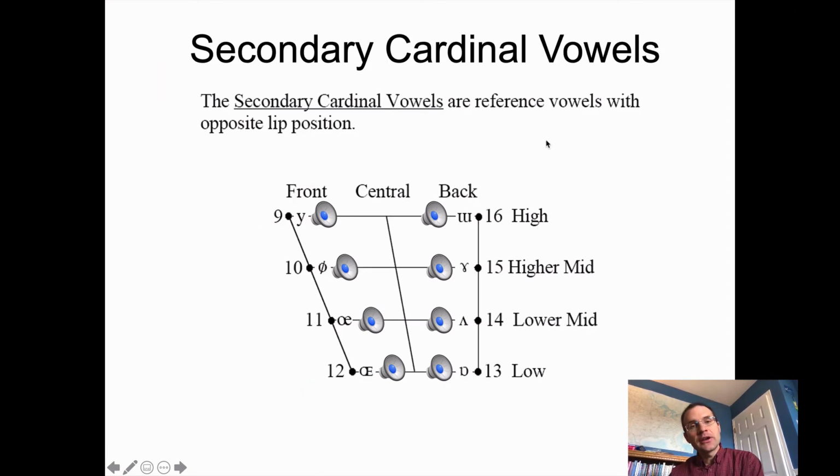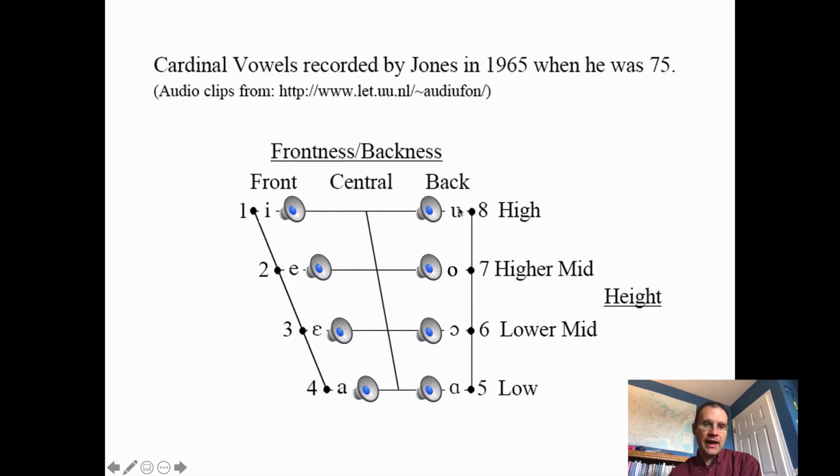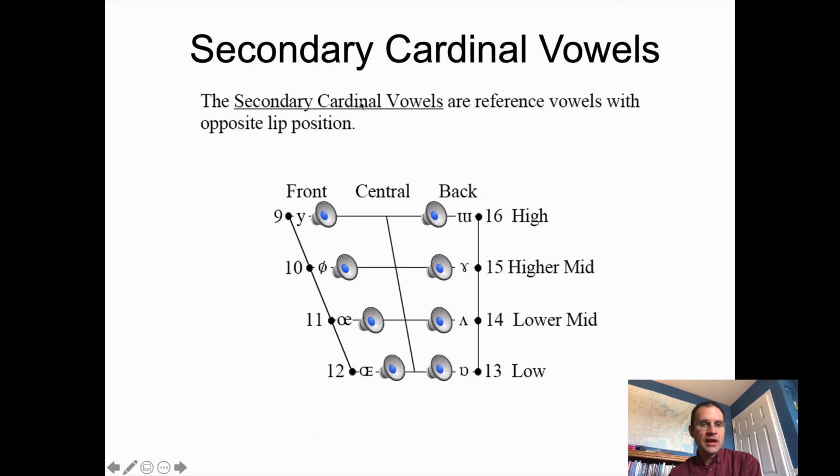Okay, there are secondary cardinal vowels as well, and these are basically the same reference vowels as in the first set of 8, but you switch your lip rounding position. Before, we had rounded lips for 6, 7, and 8, and everything else was unrounded, sort of like what we see in English. In this set, 14, 15, and 16 are going to be unrounded, and everything else will be rounded.